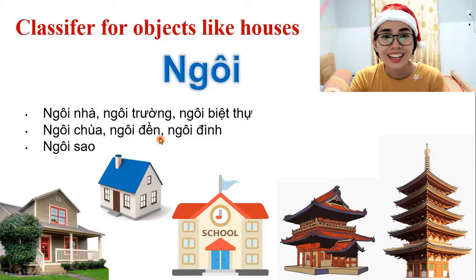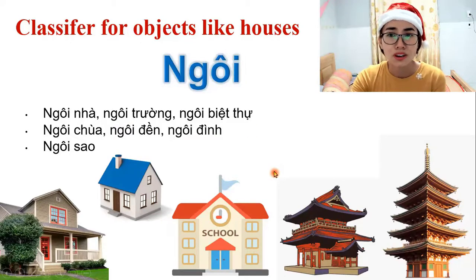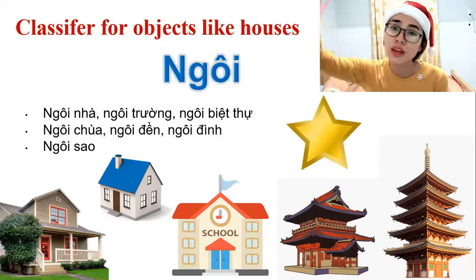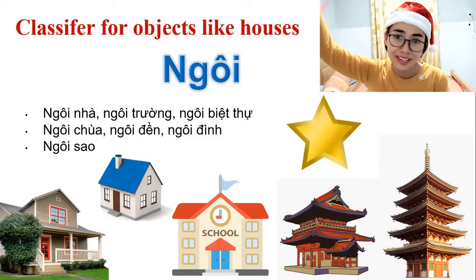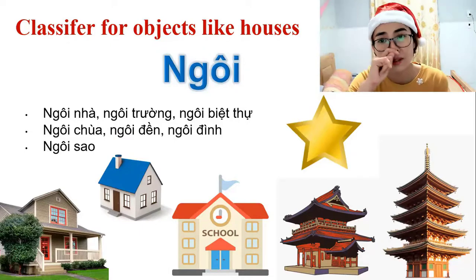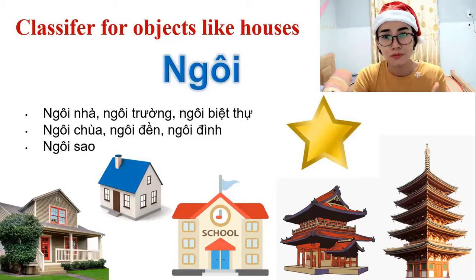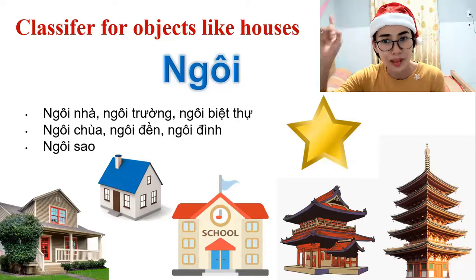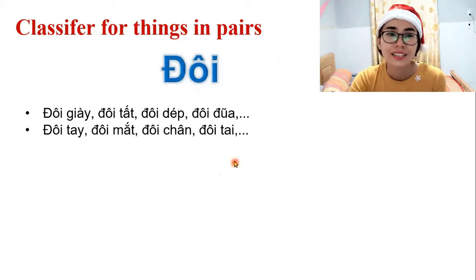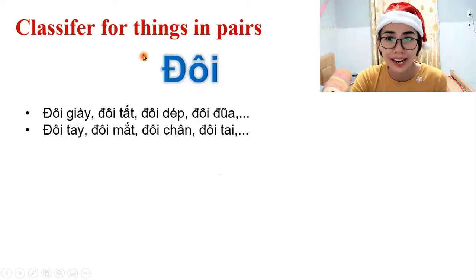Okay. And ngôi is also used for a very special thing that doesn't look like a house at all. It's ngôi sao. Maybe when you travel to that star, you see that it's kind of a place to live, so in that case it looks like a house to you. But if we draw the star like this, it doesn't look like a house. So think about it the other way. Ngôi sao.